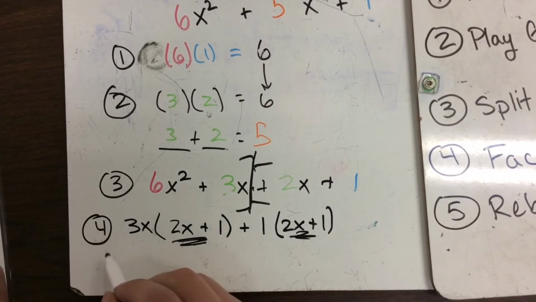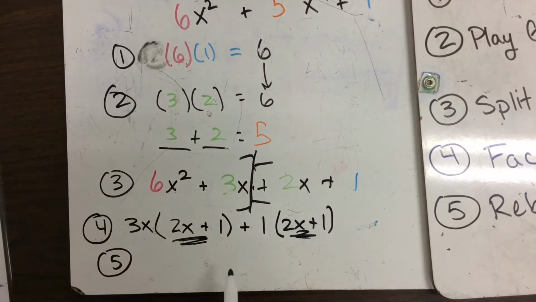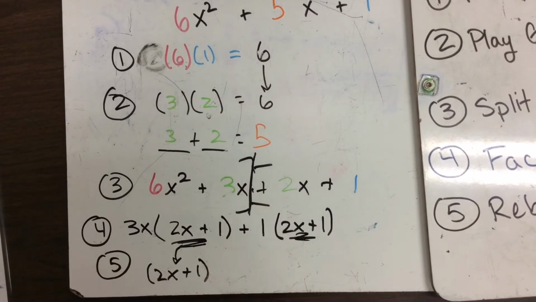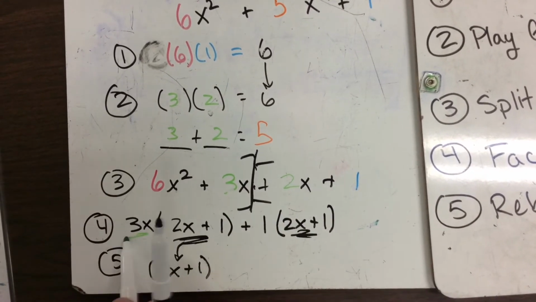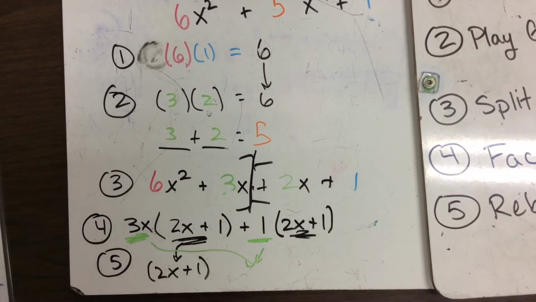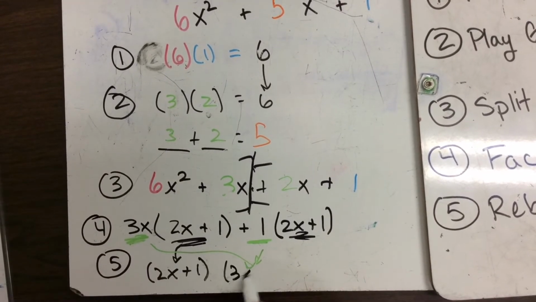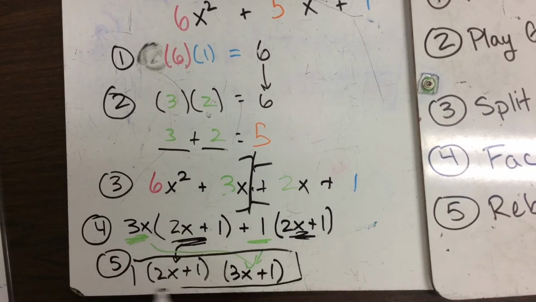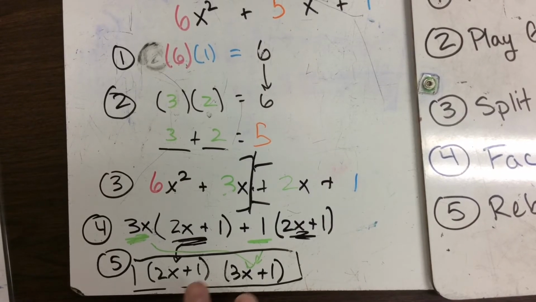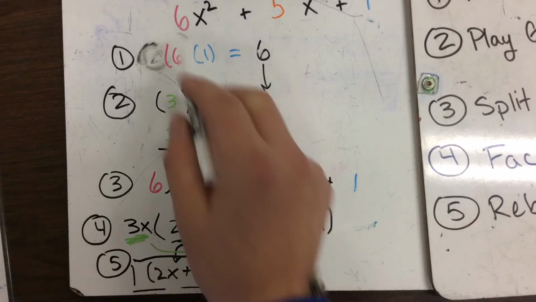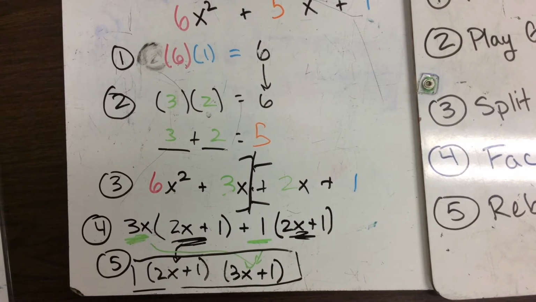The last step is rebuild. By rebuild, what you do is you take one of the things in the parentheses, and you write it down, 2x plus 1, and then what you do is you go grab the pieces that were outside of the parentheses, and you make them into their own set of parentheses. So now this is going to be 3x plus 1. Once we've done this, we are done. This is our answer. We have factored the polynomial by splitting the middle. If we want to check our answer, we can use that nasty F word to multiply all this, and we should get 6x squared plus 5x plus 1 back.